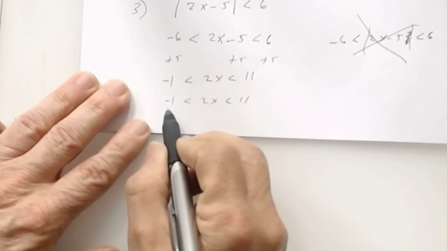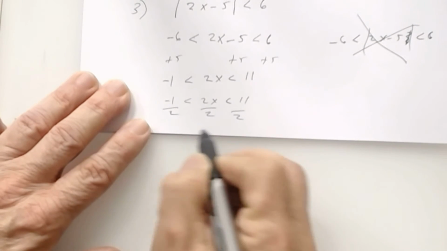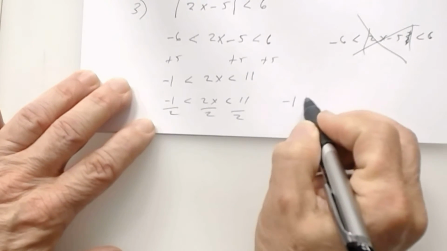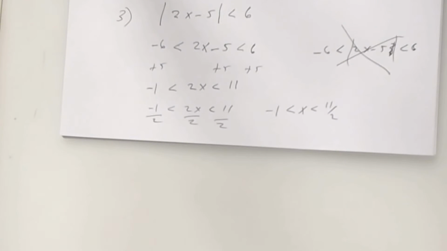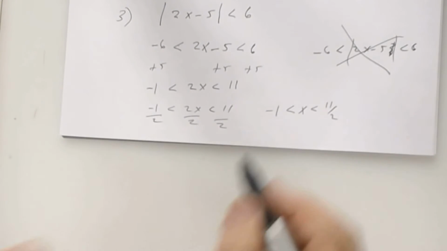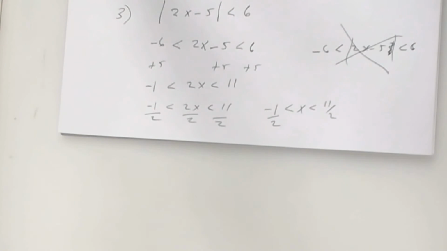What's the next step? Divide both sides by 2. So I get -1/2 is less than x is less than what? 11/2. Okay, so that's where I'm at. So I found my solution. My solutions are between what? I didn't mean to write -1. This is -1/2. So my solution is between -1/2 and what? 11/2. -1/2 and 11/2. All right.